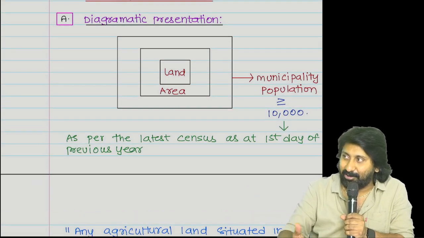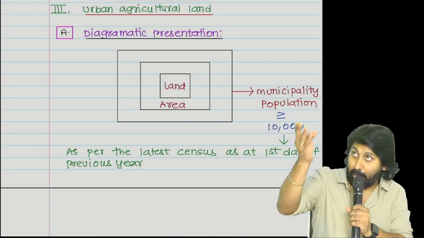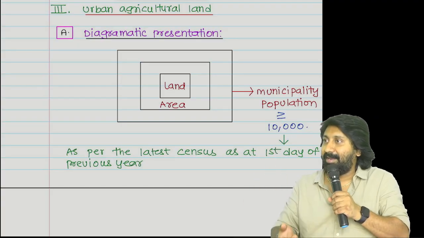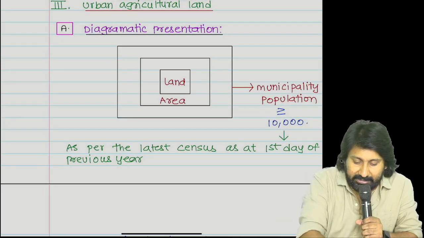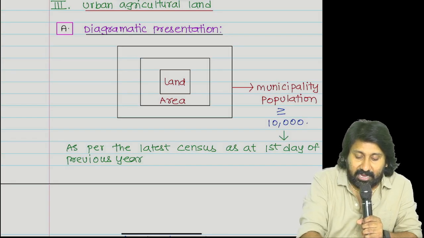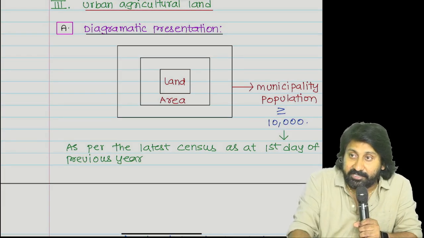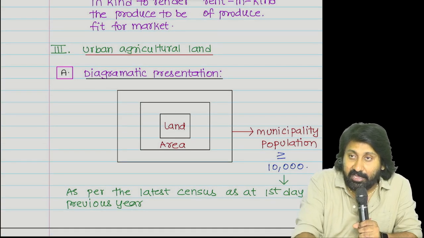So do you remember what is this? Tell me what is this? Land area. Tell properly, what is there? There is a land situated in an area. That area is coming within the jurisdiction of that municipality. Population is more than or equal to, then that will become which land?